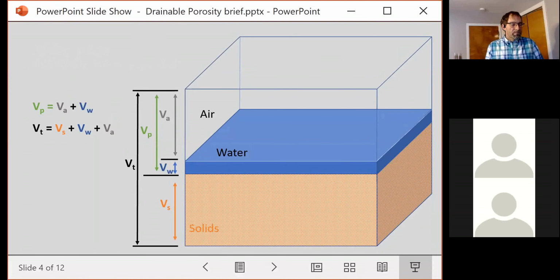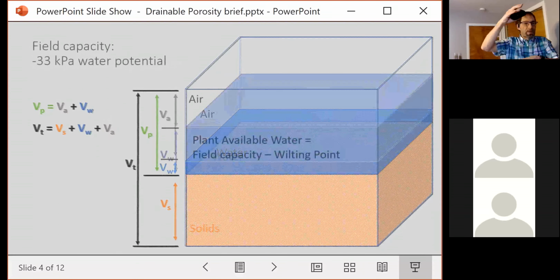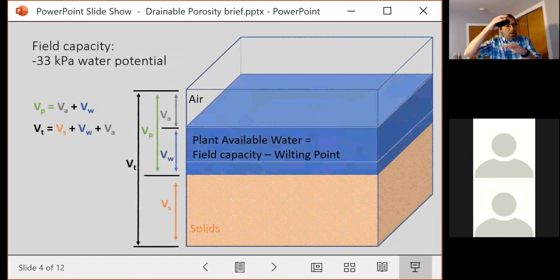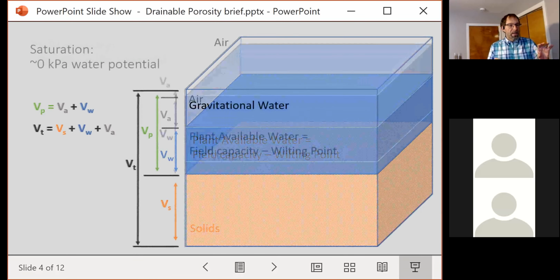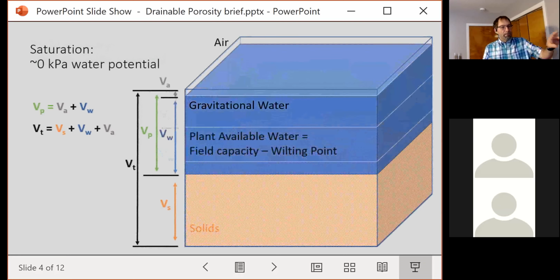Now let's continue here. Now let's move up to field capacity. We're adding more water at each stage. Field capacity, and the difference between field capacity and wilting point, that's what defines for us the plant available water. Now what's field capacity? Well, field capacity is the water left in the soil after the gravitational water is drained.